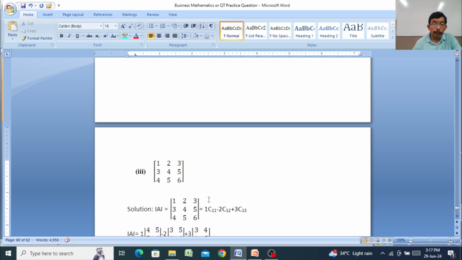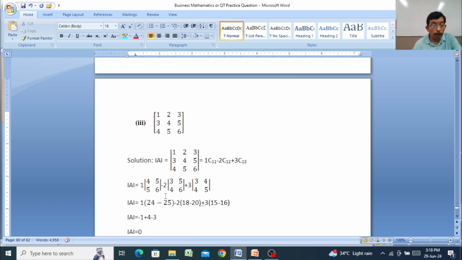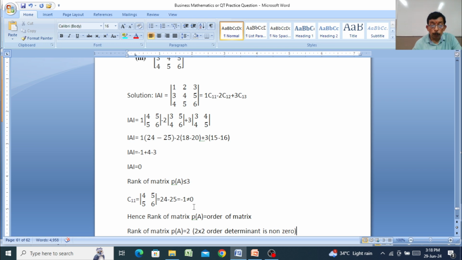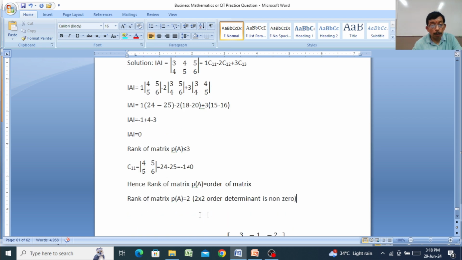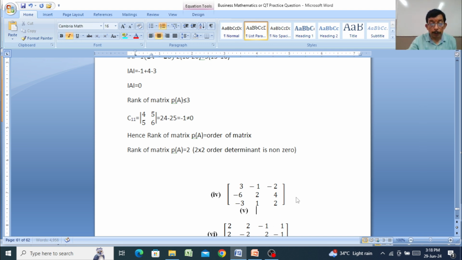Now we calculate the third type of question of the rank. The highest order is 3 by 3. Then solve and find the value of the determinant is 0. Now we calculate the 2 by 2 order determinant value. The first 2 by 2 order determinant is C11. The value is minus 1, non-zero. Then the rank of matrix is 2. Is it clear?